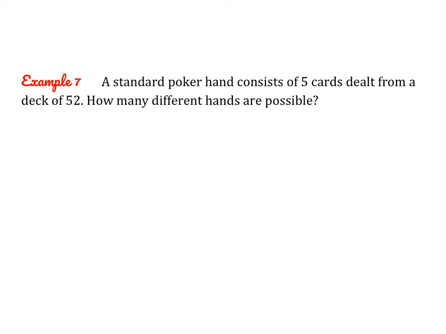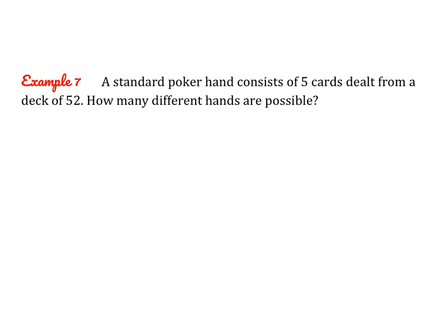Okay, let's try another one together. This one says a standard poker hand consists of 5 cards dealt from a deck of 52. How many different hands are possible? So here it's really important to understand that when you're dealt those 5 cards, it doesn't matter what order they're dealt in. The 5 cards in your hand, you can rearrange them in your hand and you can do whatever you want with them. There's no meaning or there's no value to getting one before the other. So that's how I know it's a combination. It's just the 5 cards in your hand.